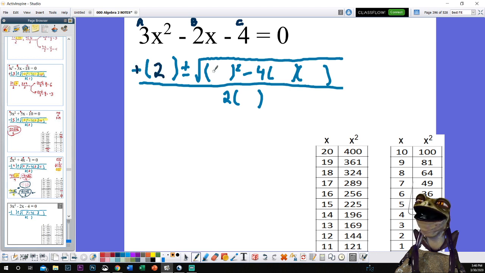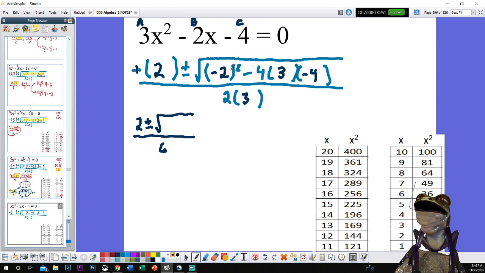Alright, so there's -2, A, C, and A. So on the top I have 2 plus or minus square root of blank all over 6. Inside the square root is what I'm doing next, so I'm typing all of this into the calculator. That's going to be -2. Remember to use the parentheses. Please use parentheses. Minus 4 times 3 times -4, all in the parentheses again. And my calculator gave me 52. So this number in here should be 52.